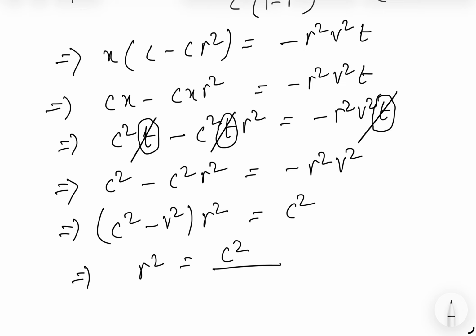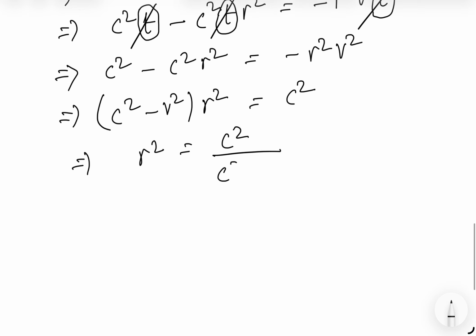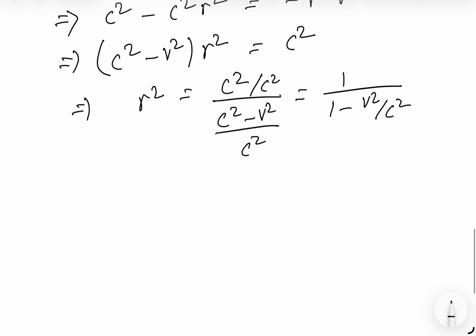You got c square divided by (c square minus v square), and dividing the numerator and denominator both by c square, right? So I will divide this by c square and this whole thing by c square, that's okay. So you got 1 divided by (1 minus v square by c square), right? So basically we got gamma is equal to 1 divided by square root of (1 minus v square by c square).